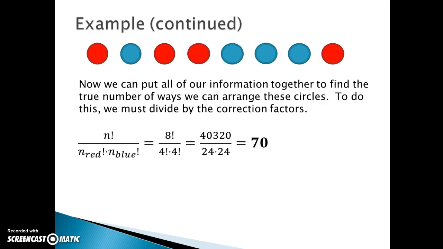So our formula would look like n factorial. Remember, n factorial was when we could distinguish between all of the circles. And then we must divide through by those 2 correction factors, the number of red factorial times the number of blue factorial, in the denominator. So this would give us 8 factorial divided by 4 factorial times 4 factorial, which reduces down to 70. So we would have 70 different ways that we can arrange these red and blue circles.